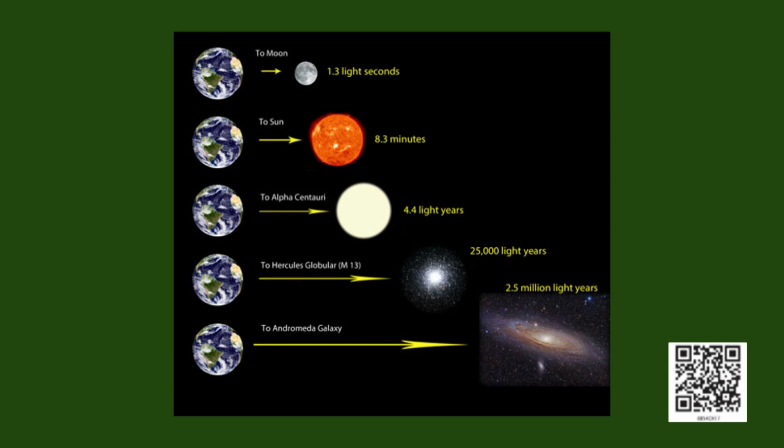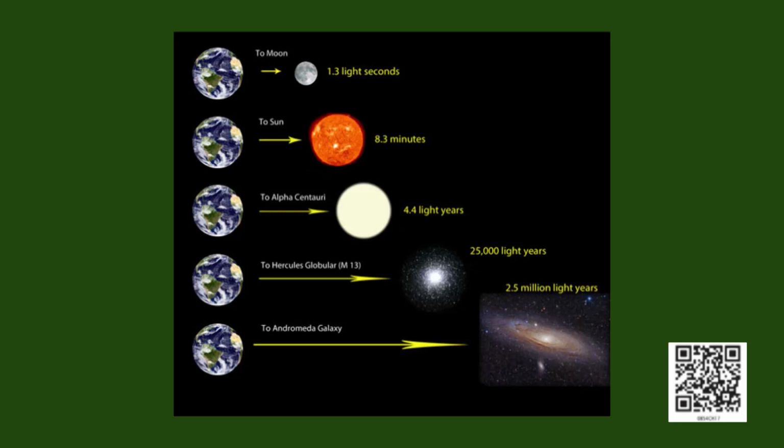So, what does this large distance mean? This large distance implies that when we observe the sun, we are actually looking at the sun which was there 8 minutes ago. When we observe the stars, we are actually looking at them when they were maybe 1,000 years ago, a few years ago, or maybe even a millennia ago.